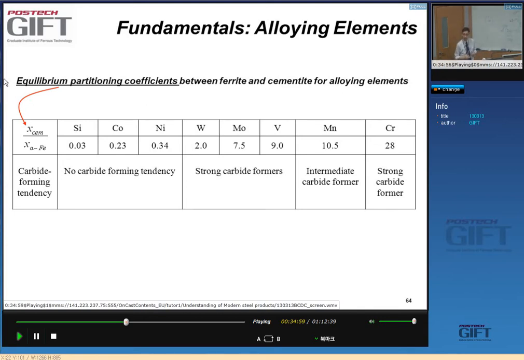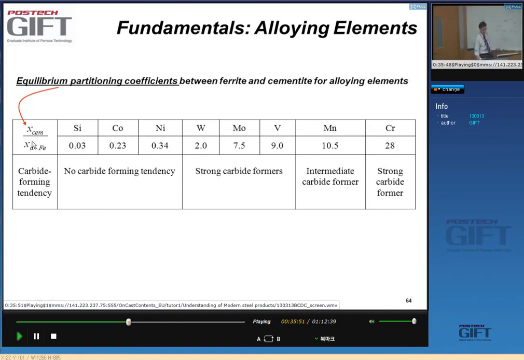Now, what happens if I have a regular alloy? If I have, in addition to iron, manganese and silicon present, yes. How is that element going to partition between the ferrite and the cementite? Okay, and this is what is shown here. This is the partitioning coefficient at equilibrium between ferrite and cementite for a number of alloying elements. So X is the concentration of the element in the cementite divided by the concentration of that element in the matrix.